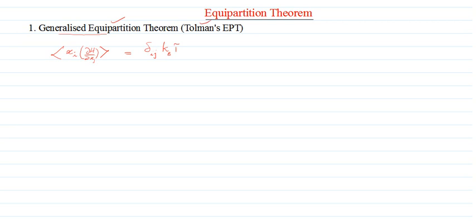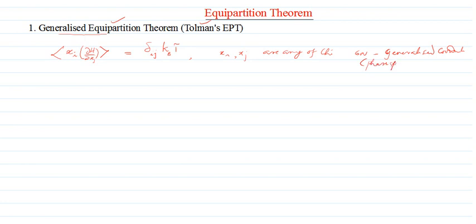So what are xi and xj? They are any of the 6N phase space coordinates, or we can just say generalized coordinates and generalized momenta. Coordinates means coordinates and momenta. Generalized coordinates or phase space coordinates.